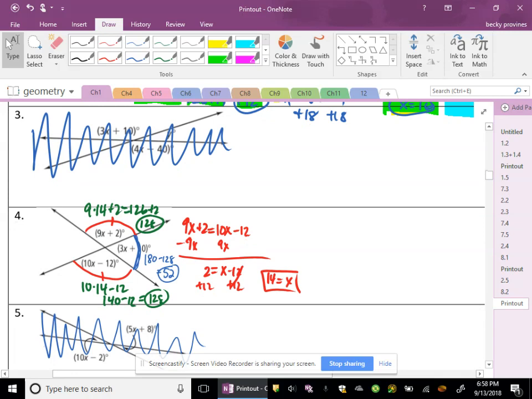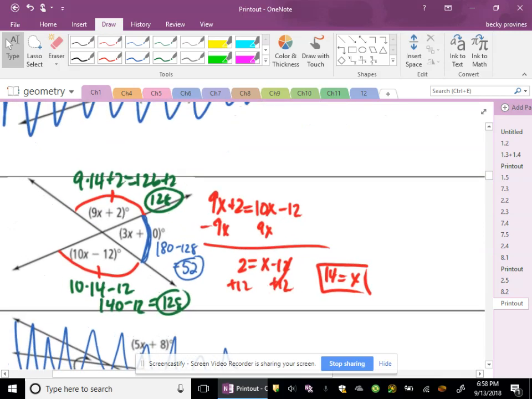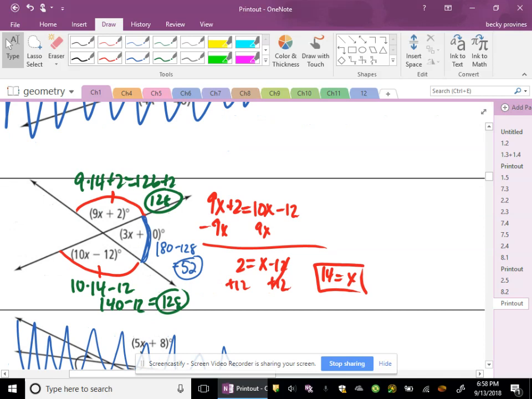For number 4, there are ways to set this one up by vertical angles, since this lesson's about vertical angles. I took the top and the bottom vertical angle and set them equal to each other. So let's do some quick algebra. Subtract 9x and then add 12 to both sides, and I get x is 14.